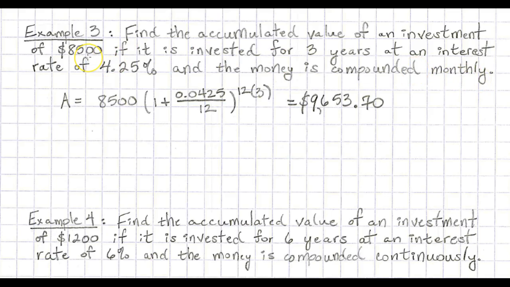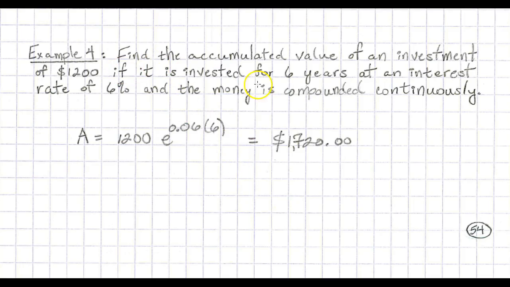The principal that you initially put in there is 8,500, so there's your P, 1 plus the interest rate in decimal form divided by n, the number of compounding periods, all raised to n times t, the number of compounding periods times 3, the number of years. You've got to be able to plug that all into your calculator to get $9,653.70. So try that. Make sure you know how to use your calculator to get the right number.